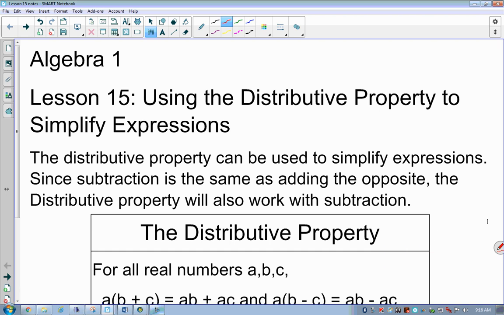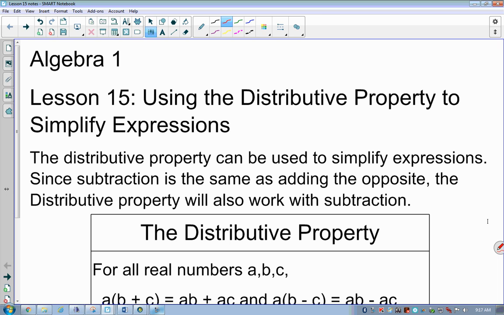Algebra 1, Lesson 15, using the distributive property to simplify expressions. How many of us, by raise of hands, are familiar with the distributive property? I think we've gone through enough questions by now that I've said, hey, what is this next step? I've heard enough of you say, hey, we're going to use the distributive property here to multiply everything by the inside of the parentheses. So we should be in pretty good shape.